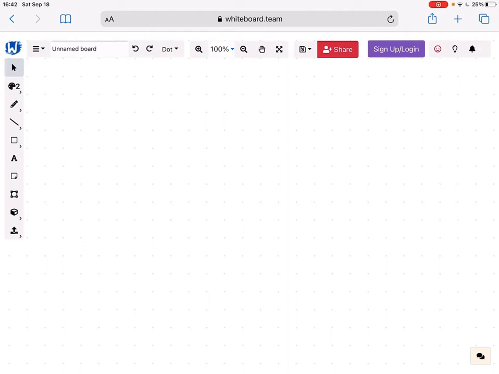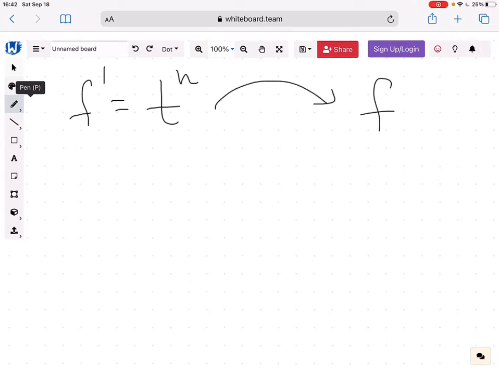Now we're going to talk about how to integrate power functions. So if we have a function whose derivative is t to the power of n, where n is a constant, what we would like to find is the function that produced that derivative, or more precisely, all the functions that could produce t to the n as a derivative.